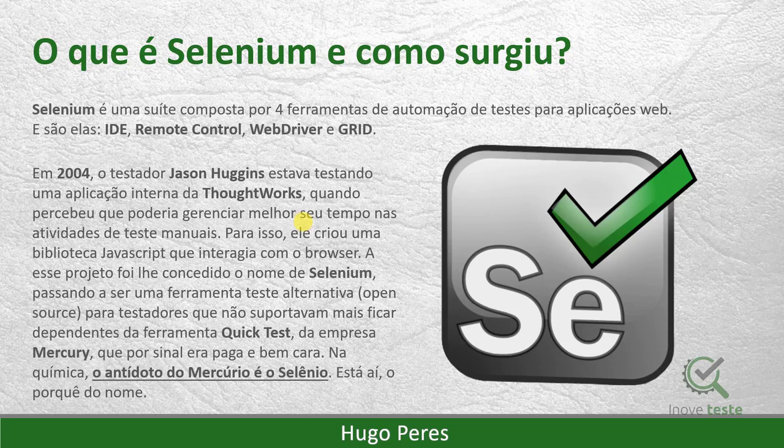Because Selenium arose for this purpose, to be better than the competing tools, mainly the one from the Mercury company. So, Jason Huggins, in a very unusual way, put his name in there, demonstrating a certain competition. That is why it's called Selenium.